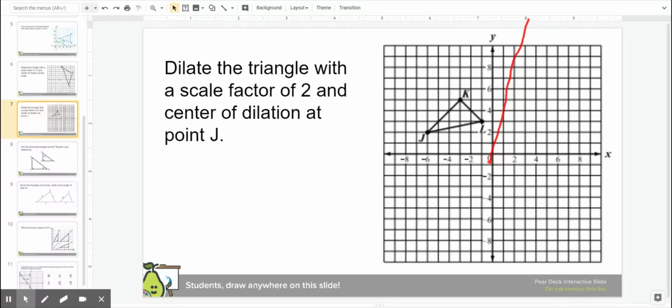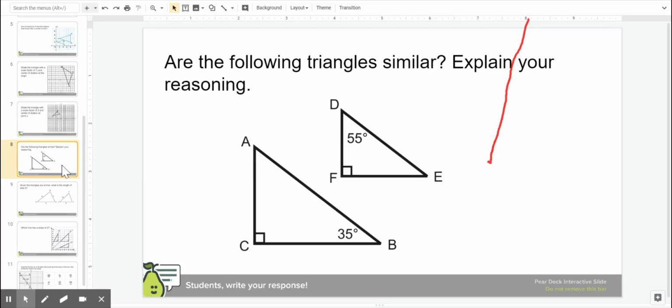All right, so 7 is similar. However, the scale factor is going to be 2. Since the scale factor is greater than 1, your shape would be larger instead of smaller. But it will be the same process as we did in the previous slide. Let's go ahead to 8. Let's erase this line. All right.